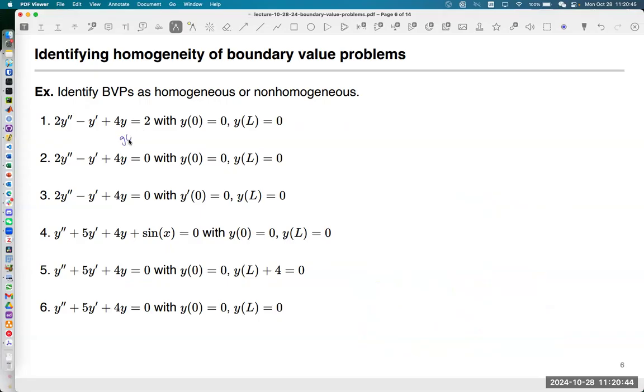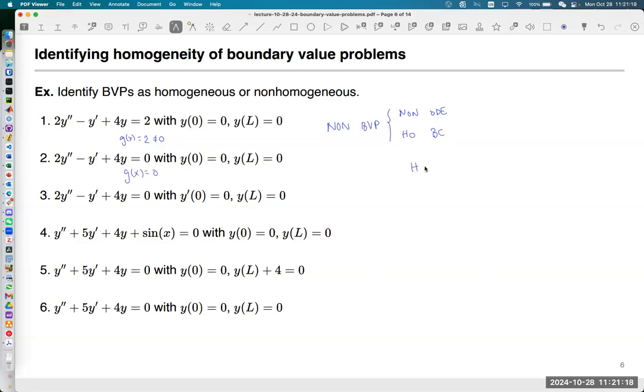So g of x is equal to 2, which is not equal to 0. So it's a non-homogeneous ODE, so it's automatically a non-homogeneous BVP. It is a non-homogeneous BVP because it's a non-homogeneous ODE, but are the boundary conditions homogeneous? Yes. So it has homogeneous boundary conditions, but it is a non-homogeneous BVP. Okay. Any questions here?